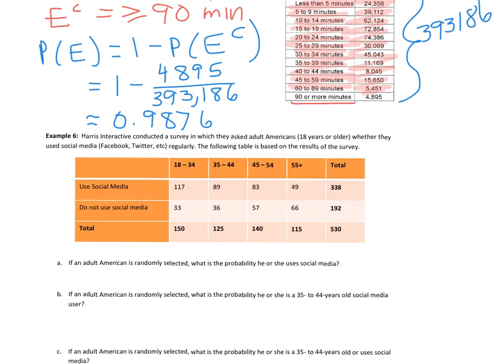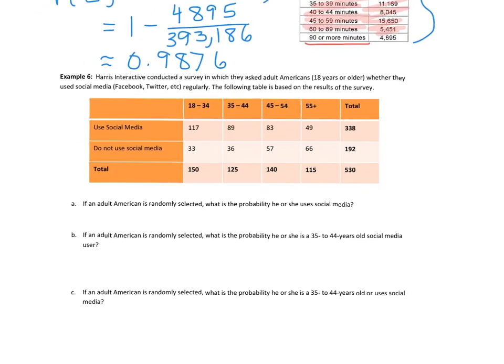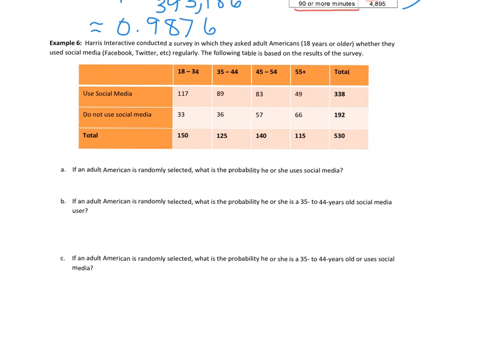Okay, let's look at our final example. We have a table, right? We have two variables going on. The row variable is uses social media, does not use social media, and the column variable are the ages. So they asked Americans whether they use social media, and they organized it by age. So let's see what we're looking at. If an adult American is randomly selected, what is the probability he or she uses social media? Okay, so they don't ask anything about age, so they just want to know if they use social media.